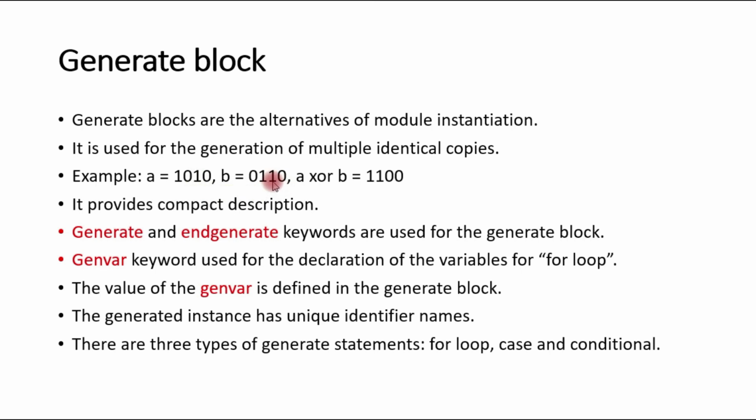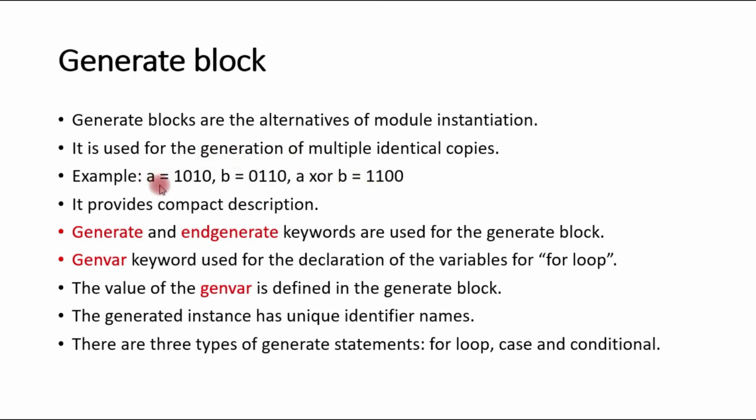In case of B, next bit position is 1. So 1 XOR 1 is 0. Then move to the next bit position. 0 XOR 0, output will be 1. 1 XOR 0, output will be 1.